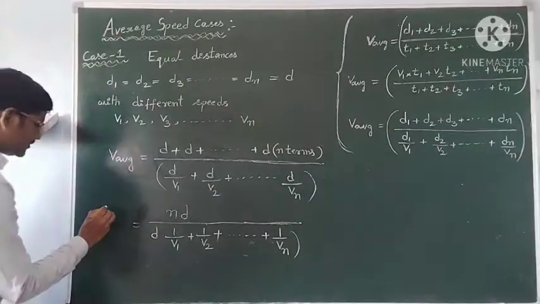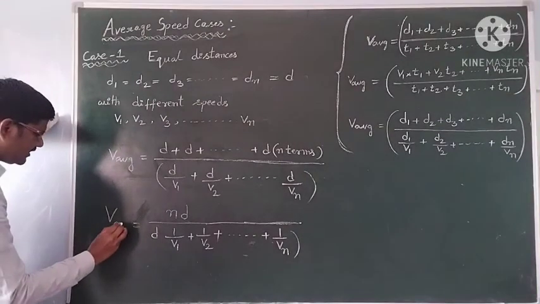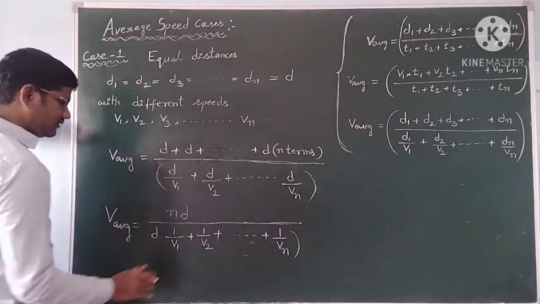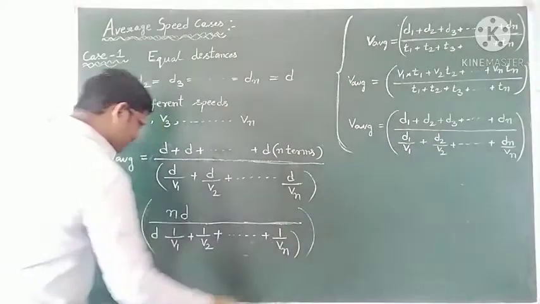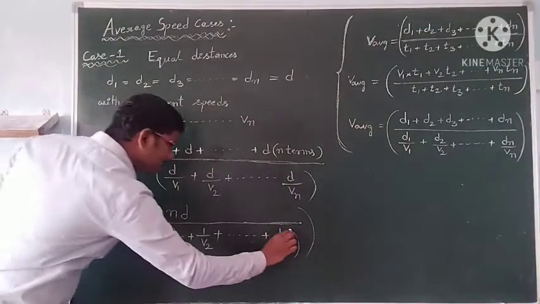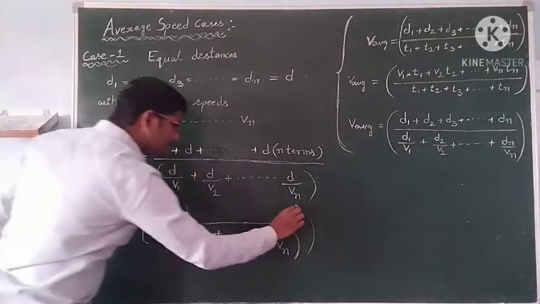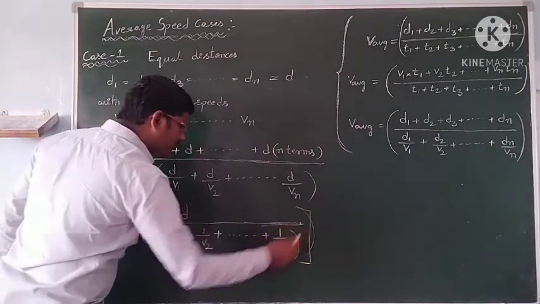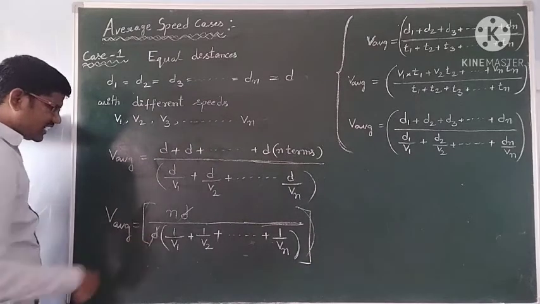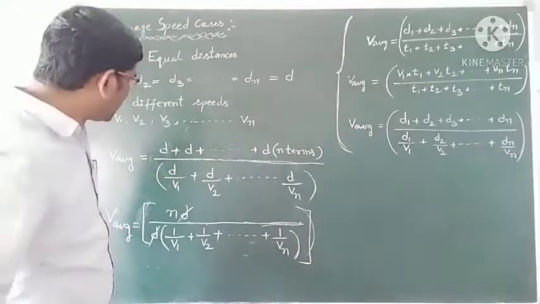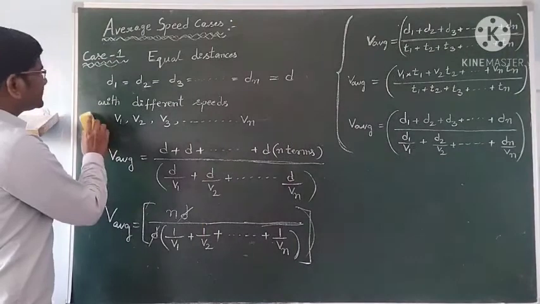Okay students, so this is called V average. Now we have taken d common, so then this d gets cancelled. So the average speed formula we will get like this, see students.